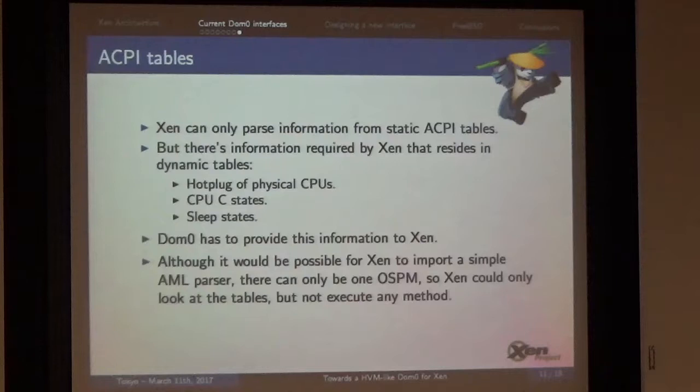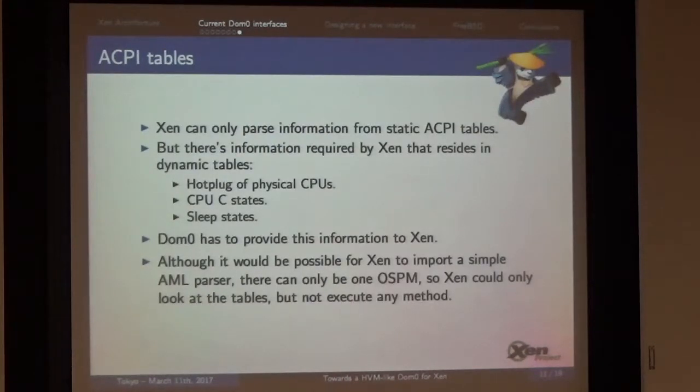But there's certain information inside of the dynamic tables that we need for Xen. This is a list of what we need basically, which is the hot plug of physical CPUs. This is inside of the dynamic tables, and we need Xen to be aware of this. The CPU states, that's also something that's inside of the dynamic tables, and finally the sleep states, that's also part of the DSDT, that's the main dynamic table.